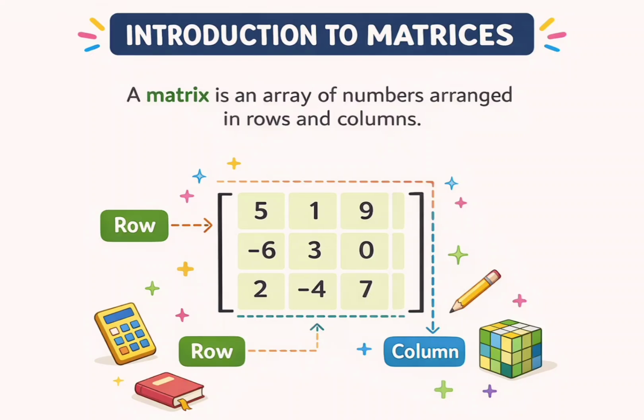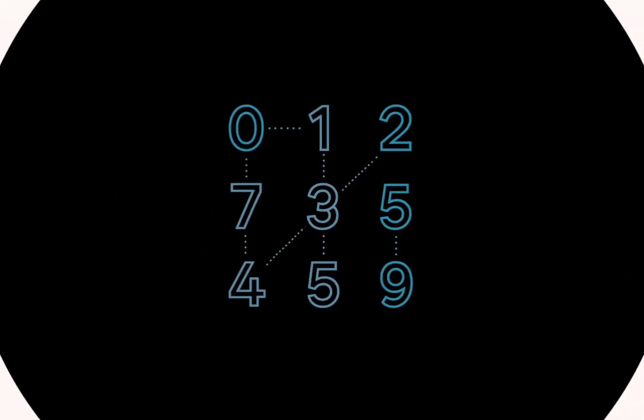Today's topic is all about matrices. A matrix is an array of numbers arranged in rows and columns, which is similar to a seating arrangement. There are two elements. The horizontal element is called the row and the vertical component is called the column. Together, it makes a matrix. So this is one good example of a 3 by 3 matrix having 3 rows and 3 columns.